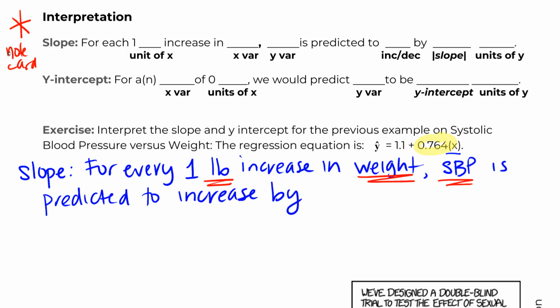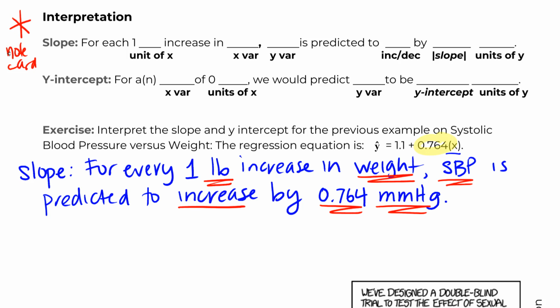by the slope, which you want to put the absolute value, because if you say decrease, you've already told me the slope is negative, 0.764, and then our units of y, which, as we said before, millimeters mercury. So we put increase, we inserted our slope, and the units for our y. So this is telling me every pound of weight you gain, we're going to predict that your systolic blood pressure goes up by 0.764. So this gives us a lot of information, right?